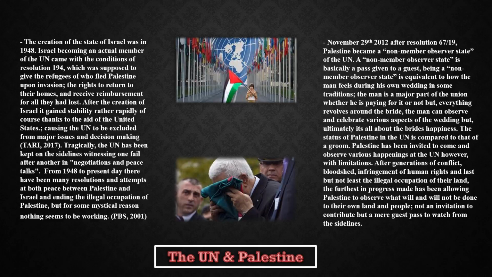A non-member observer state is basically a pass given to a guest. Being a non-member observer state is equivalent to how the man feels during his own wedding in some traditions. The man is a major part of the union, whether he is paying for it or not, but everything revolves around the bride. The man can observe and celebrate various aspects of the wedding, but ultimately it's all about the bride's happiness. The status of Palestine in the UN is compared to that of a groom.